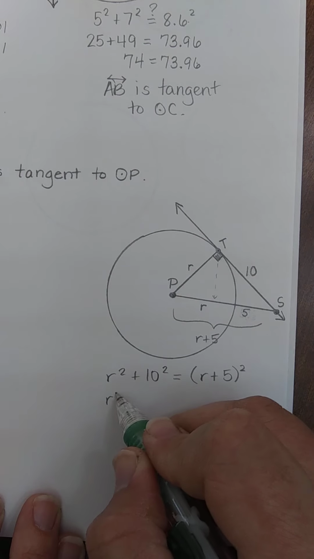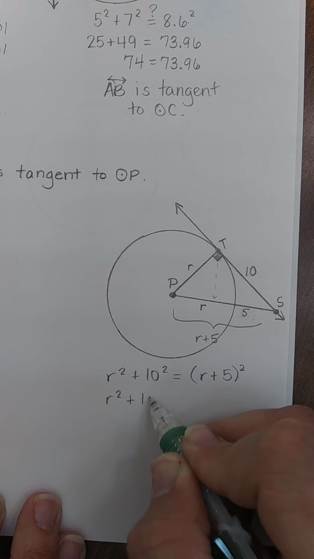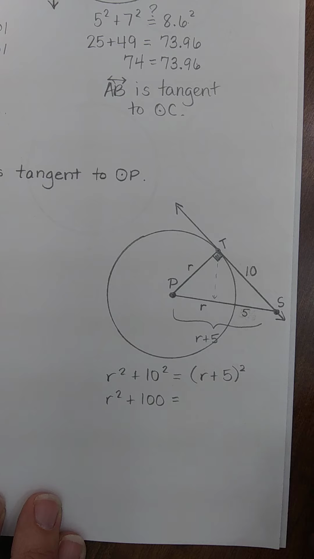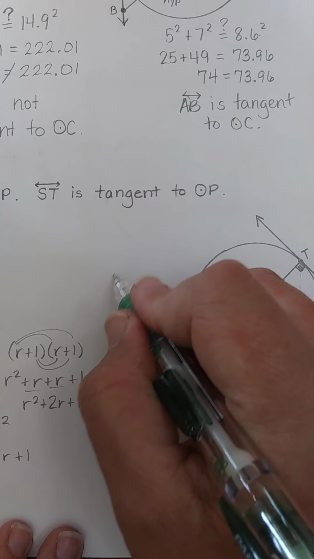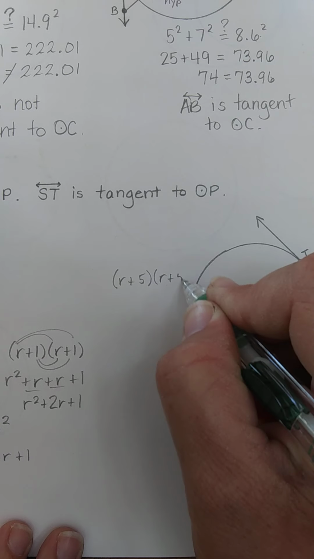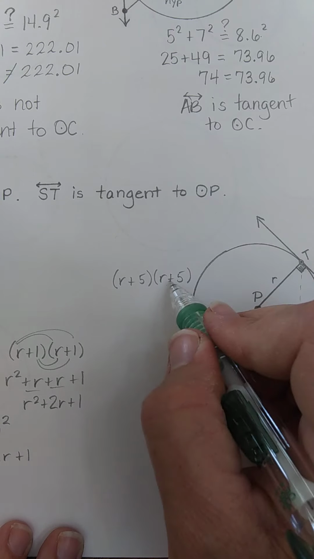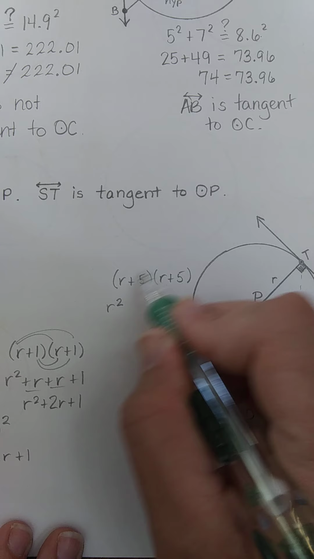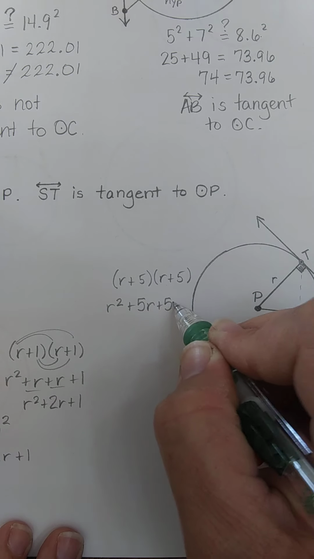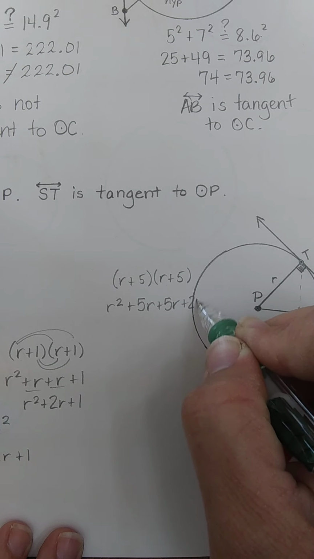R squared is just going to stay r squared. 10 squared will be 100. And then r plus 5 squared, we either need to do side work or remember square, double, square. So r plus 5 and r plus 5. Multiplying r and r, we get r squared. R and 5, 5r. 5 and r, 5r. And 5 and 5, 25.